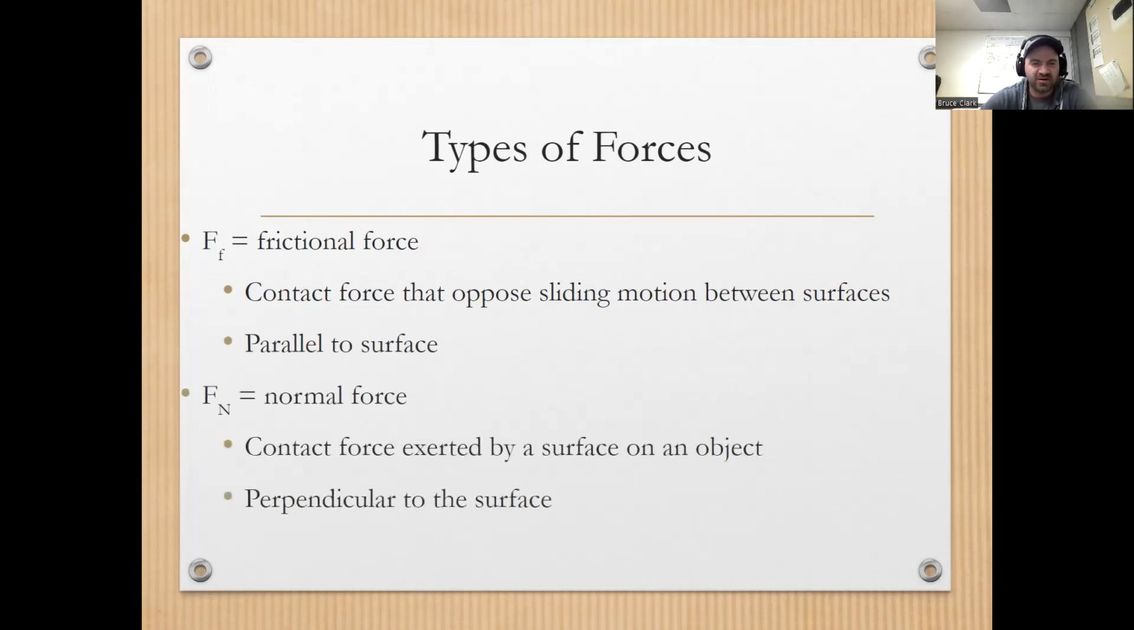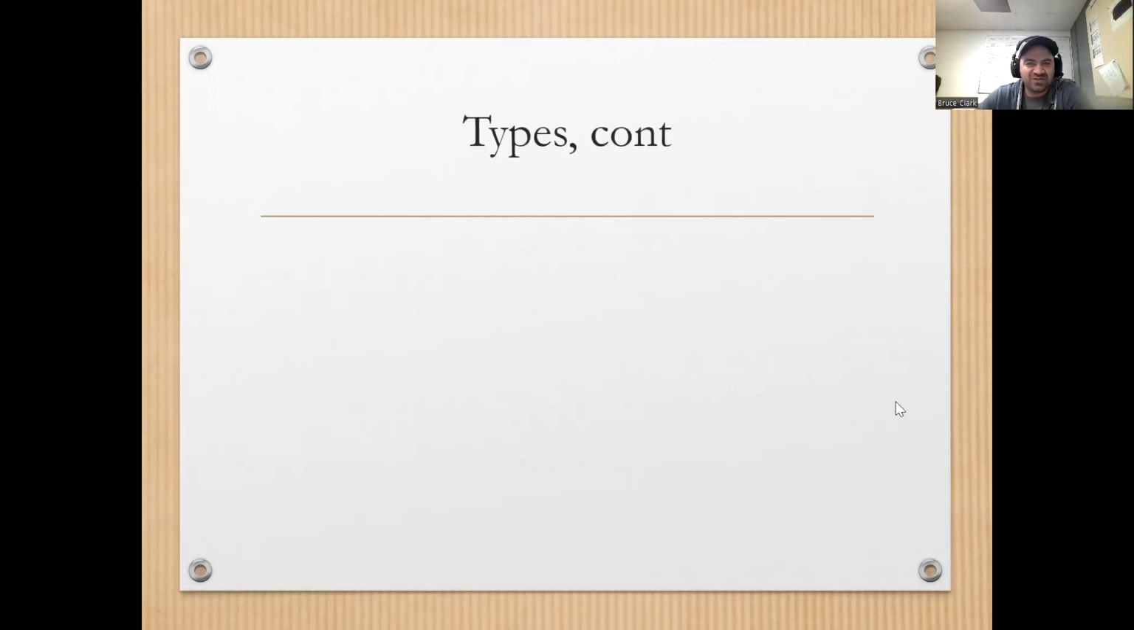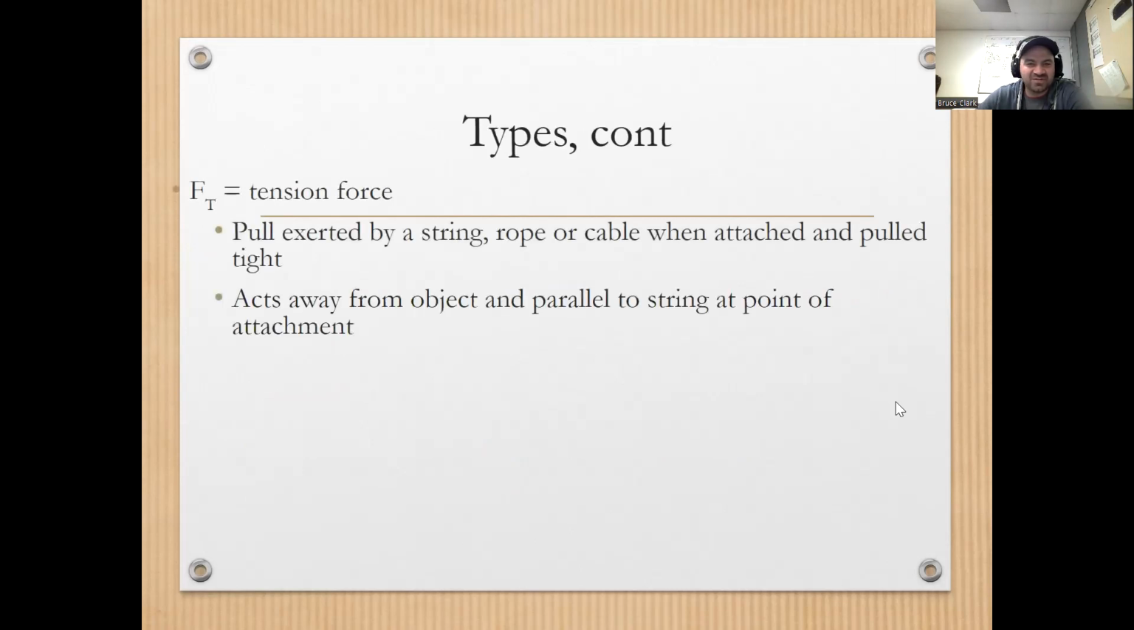Next one, the normal force. That is a contact force exerted by a surface on an object, and it's perpendicular to the surface. That would be the chair I'm sitting in. The chair is pushing upwards versus gravity pushing downwards. So normal forces always act perpendicular to the surface. Other types, tension forces. If you're holding on to an object via a rope, or something is dangling it, it is a pull exerted by a string or rope or cable attached to it and pulled tight, and it acts away from the object, parallel to the string at the point of attachment.